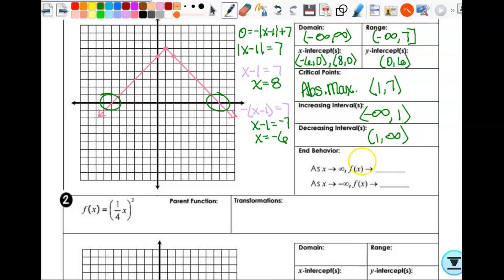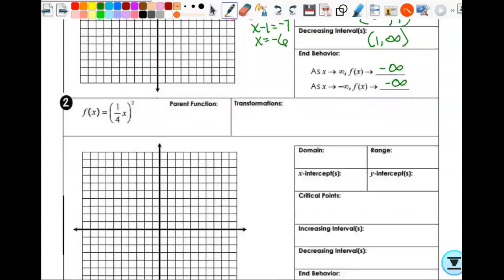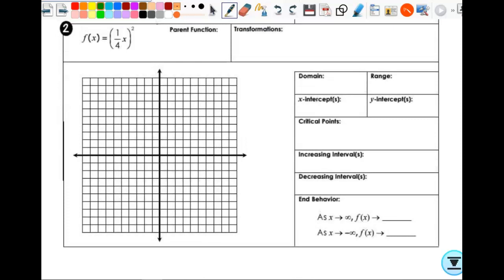Now, on all of these, I wrote out the first part of end behavior because it's a lot of writing, and I knew that would take a while. But you still need to know how to write that out. So don't lose that understanding just because I have it written out a lot. But as x approaches infinity, what does f of x approach? Negative infinity. And as we approach negative infinity, negative infinity. Very good. All right. Any questions about those? We good? Okay, perfect.